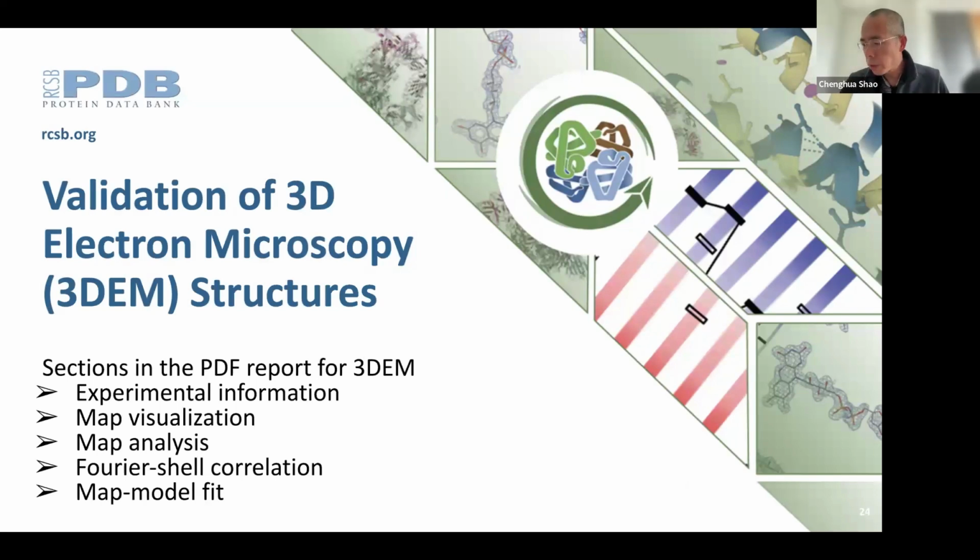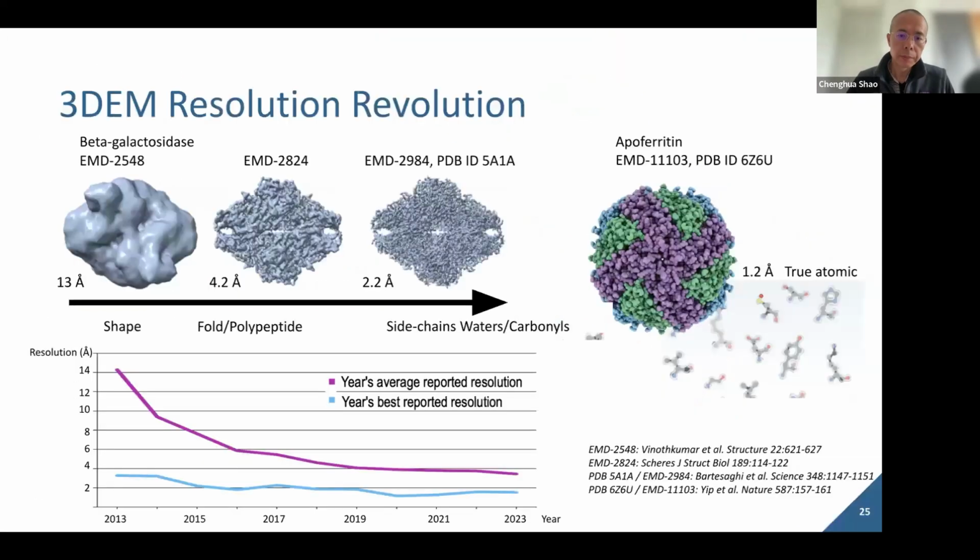In recent years, we have seen significant growth of 3D-EM depositions, so it's important to understand the validation pertaining to the 3D-EM method. The experimental data for the 3D-EM method are usually maps and half maps, and the validation reports are presented in a section as listed here. Together with the growth in depositions, there's also significant improvement in the resolution of 3D-EM. As you can see from this graph, about 10 years ago the average resolution was beyond 10 angstrom, which means low, and in recent years it has grown to better than 4 angstrom.